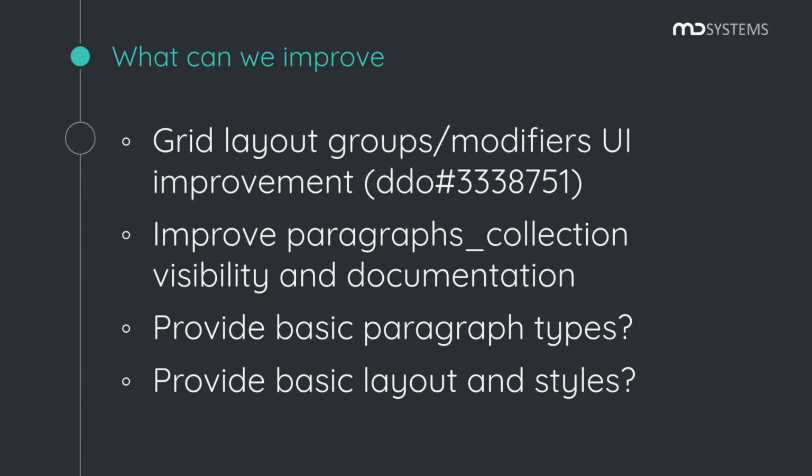Grid layout groups and modifiers, what does it mean? So the layouts are solved. The problem is, okay, you can have a two column layout, but most of the time you will say, now I don't need a grid gutter, or I need a bigger grid gutter. Currently, for each of those variations, you need to specify a new layout completely, which is a waste of time. We are trying to do something there, but it's only the very first steps to improve that.